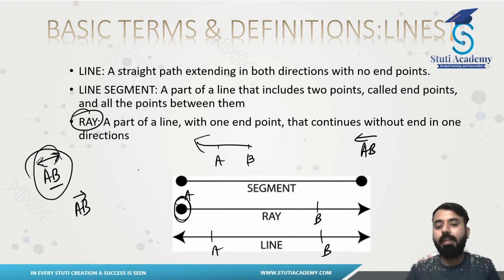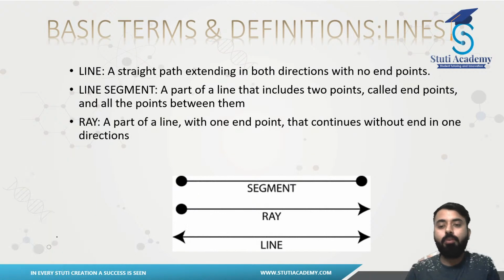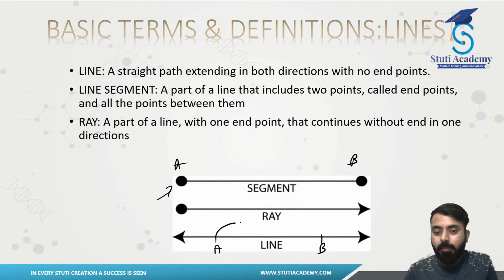Now for the case of line segment. What is a line segment? A line segment is that part of the line which cannot be extended on either side. It is of limited length. It has 2 endpoints on either side. So you see I have a line segment here. Let's say this is A and this is B. Or if I take this example AB, if I just mark out only this distance.